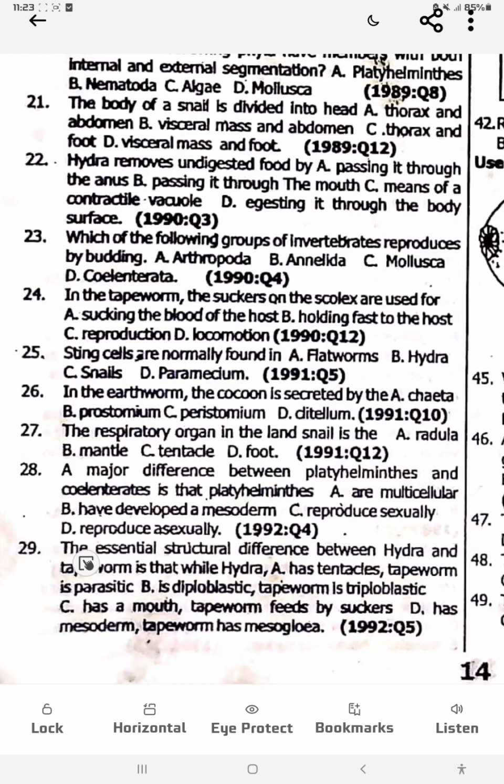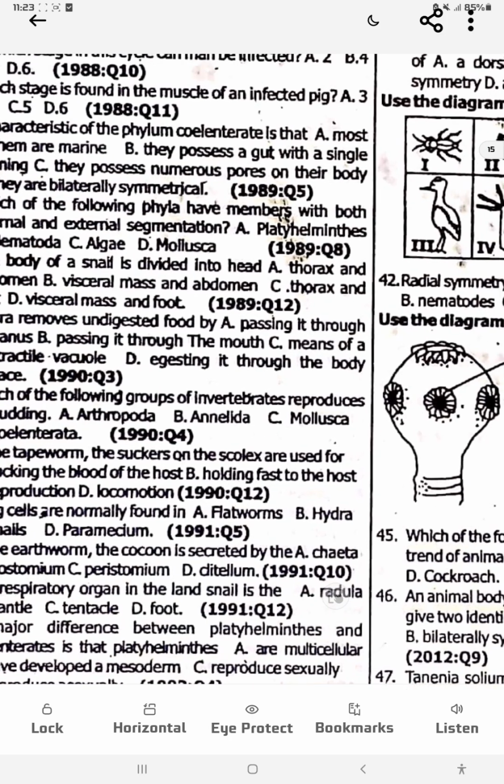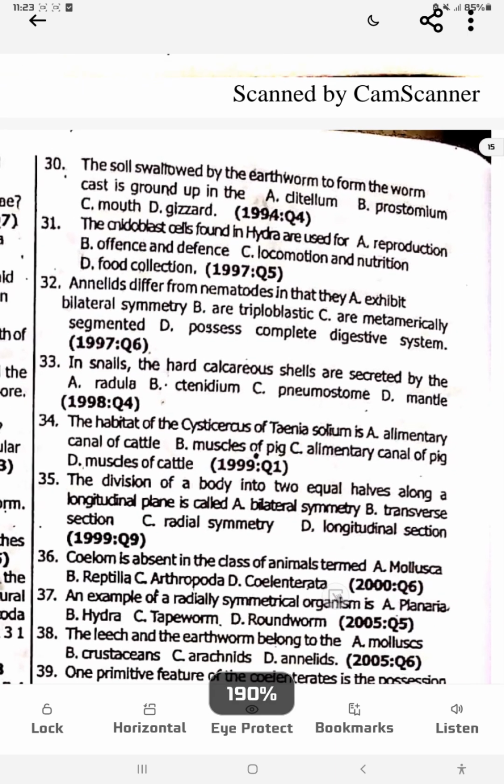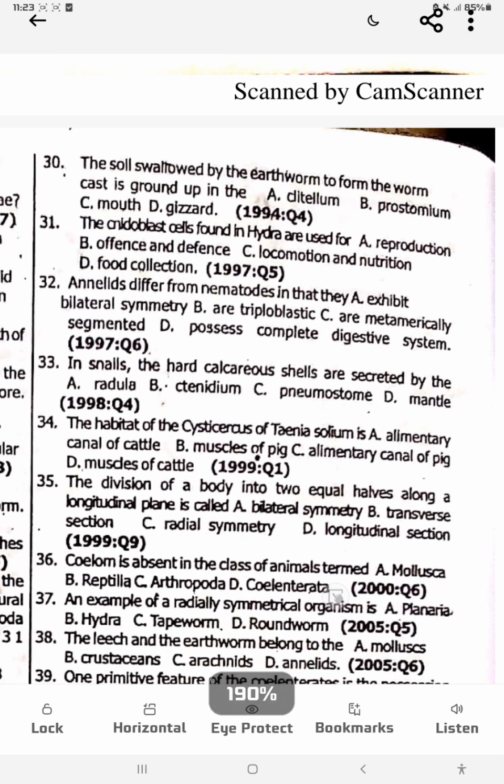29: the essential structural difference between hydra and tapeworm is that, almost a similar thing, repeated again, the same question. Option B: the hydra is diploblastic, tapeworm is triploblastic. If you don't know diploblastic and triploblastic, go back and rewind this video. We'll go to number 30. I don't want to make the video pass 30 minutes. You know, the video is not too long.